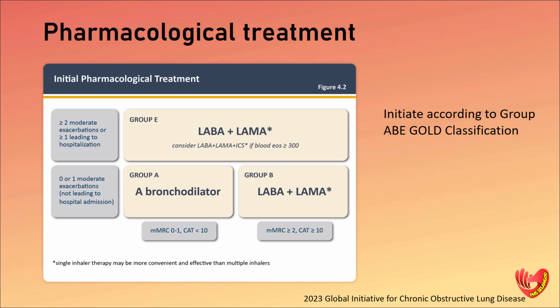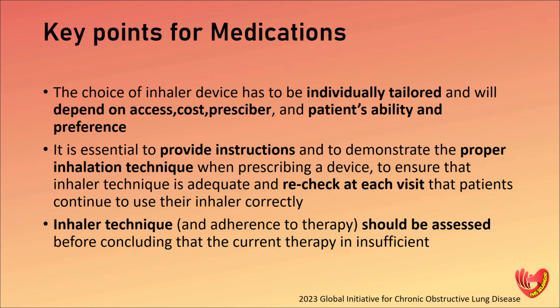To help us with the pharmacological treatment, it is important to classify patients according to Group A, B, and E, as I mentioned before. This GOLD classification will help us to determine which bronchodilator is suitable for the patients. In all, the choice of inhaler given should be individually tailored, depending on access, cost, prescriber, and patient's ability and preference. It is important to provide instructions, demonstrate proper inhalation technique, and recheck the technique at each visit to ensure adequate inhaler technique. Inhaler technique should be assessed to determine whether the current therapy is adequate.